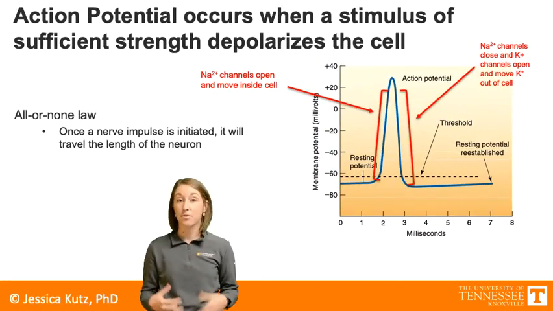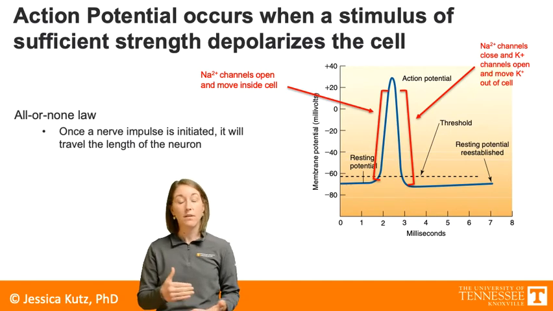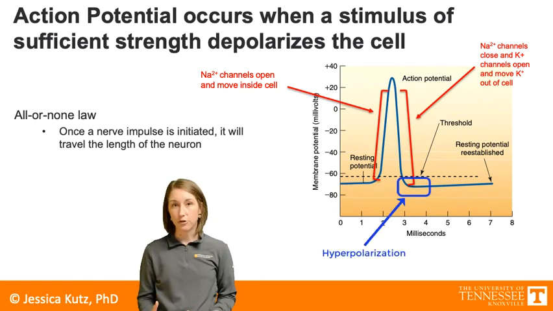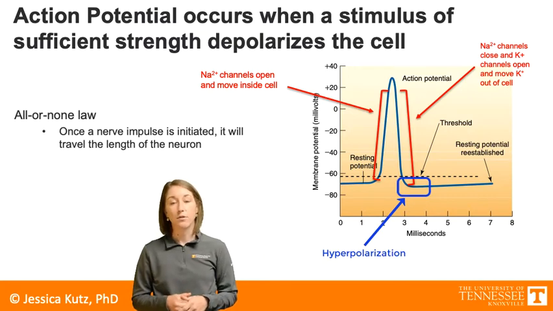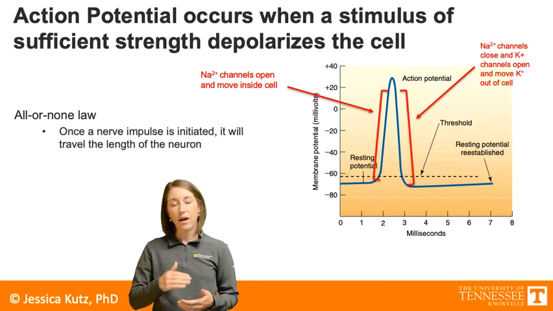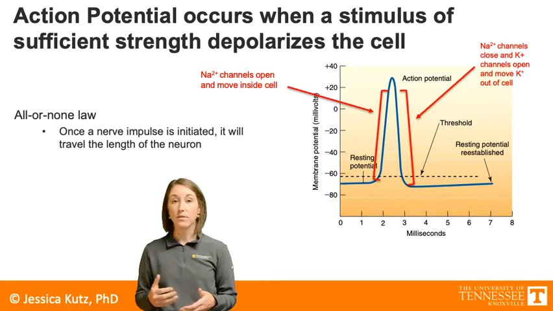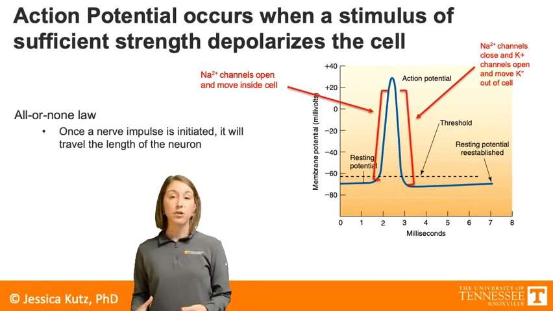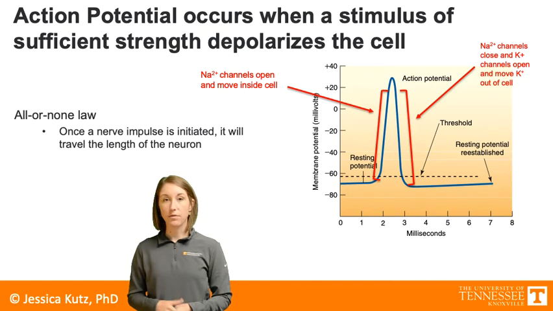Now sometimes the cell overshoots and it takes the cell to negative, and we call this hyperpolarization. Luckily, we have our sodium-potassium pump that's working to pump 3 sodium out and 2 potassium in. That helps equalize, then, our resting membrane potential around -70 millivolts. And as we've stated before, this is an all or none policy. So once that action potential is initiated, it's going to carry itself through.